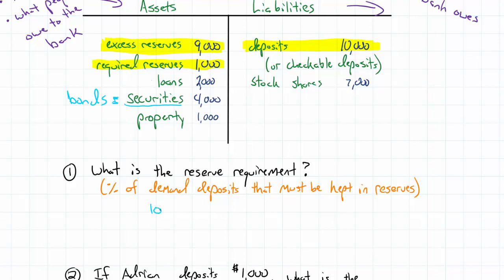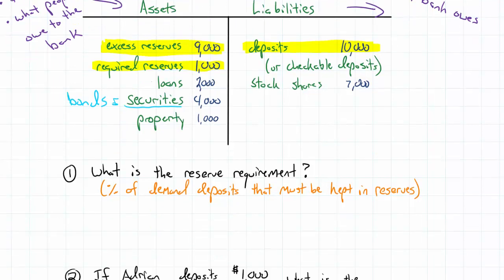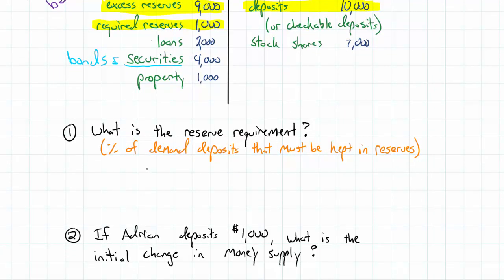So I'm going to have $1,000, and I'll change this to dark blue. I have $1,000 required of a total of $10,000 in my demand deposits. That is going to equal 0.10. So I have a 10% required reserve ratio. And that's going to be the percentage of demand deposits that needs to be kept in the reserves.